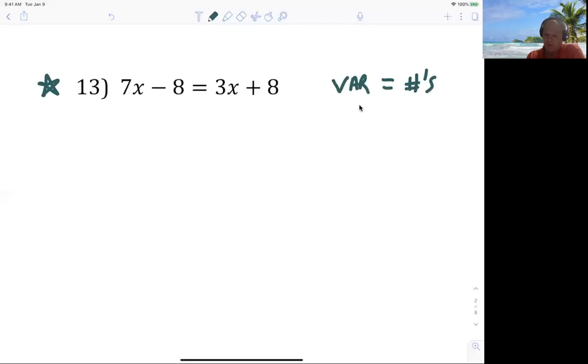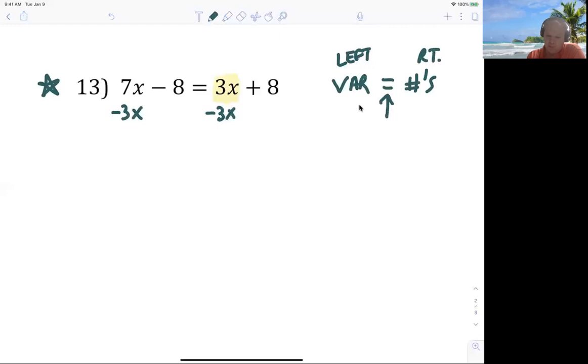So what does that mean? You're going to be left and right of the equal sign. This is the left side, and this is the right side of the equal sign. So this 3x is on the right side of the equal sign. I want it on the left side. So if I want to put that on the left side, I have to subtract 3x.